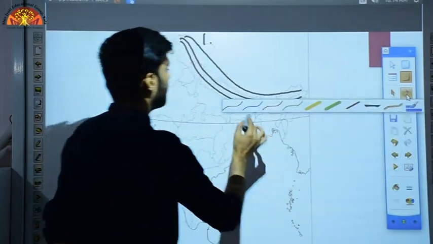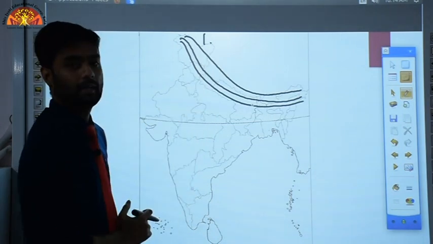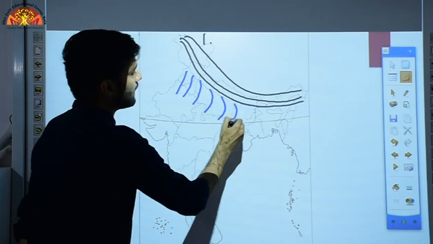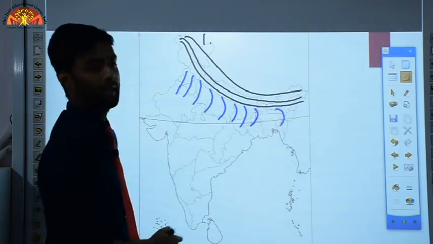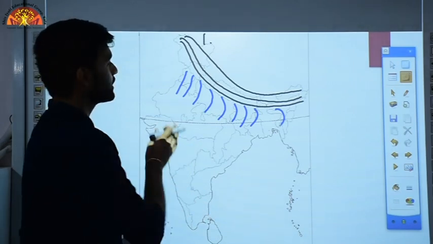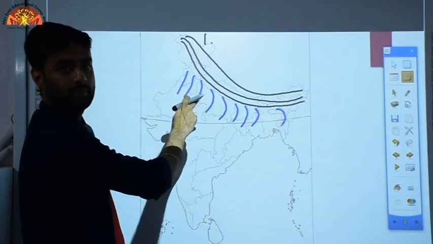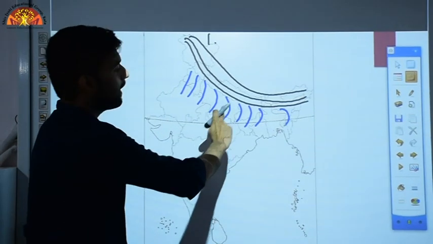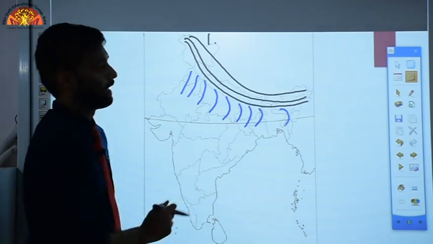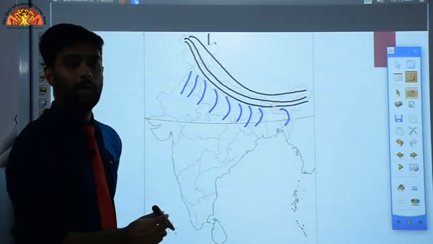Now, number 2, we have our northern plains. The northern plains start right below the Himalayas, which is also the most densely populated area of India. Okay, these are the northern plains, where they are divided into 3 systems which are categorized by rivers. The first part is called the Punjab plain, second the Ganga plain, and the last one is the Brahmaputra plain.